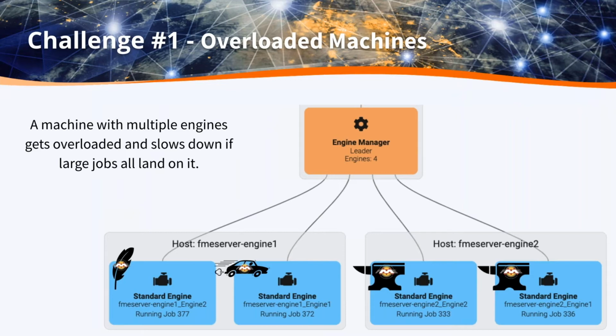If I end up in the scenario where I have two heavy jobs processing on the same machine, they're going to be competing for resources. That's the one on the right. The one on the left, we have a light job and we have a fast job. That machine's likely going to have no problem. But let's take a look how we can observe the slowdown.